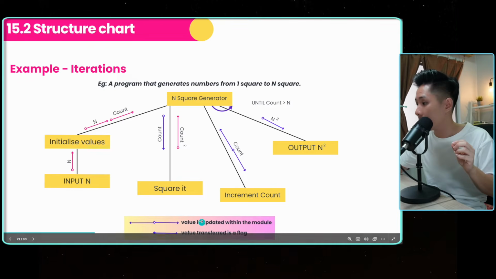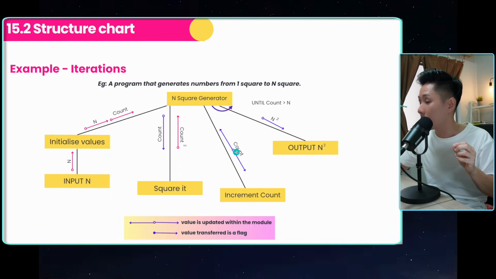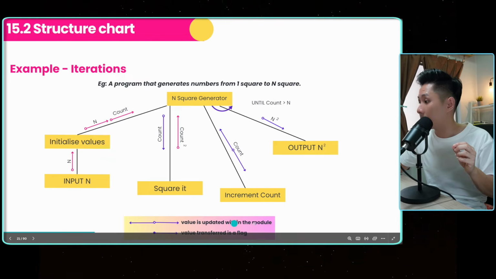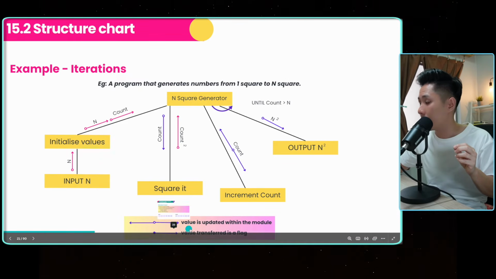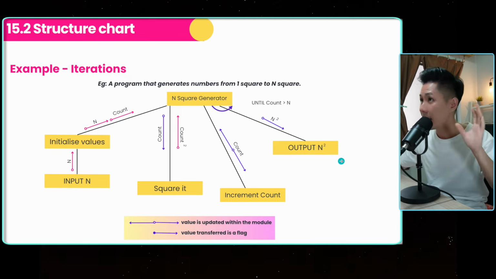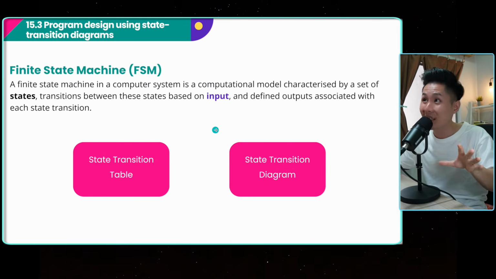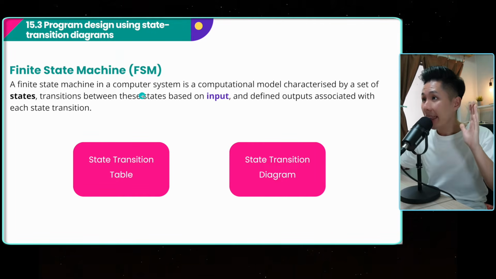Okay, so there are two different arrows here. First one, this arrow, is a little bit special. It has two ways, and in the middle of it is an empty circle. This means that the value is updated within the module. So I'm sending count into it, and then count is being updated and returned to the main module. Whereas the other one is not in this diagram. It shows that the value transferred is a flag, meaning it is a true or false value. And that's the structured chart.